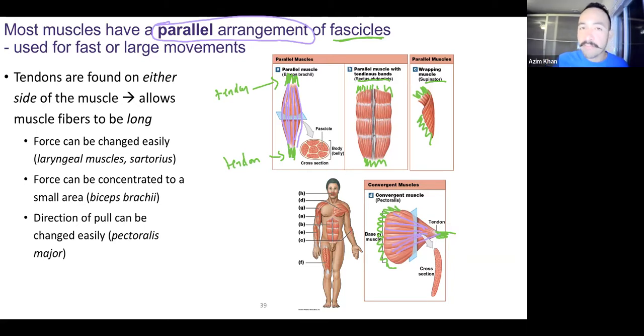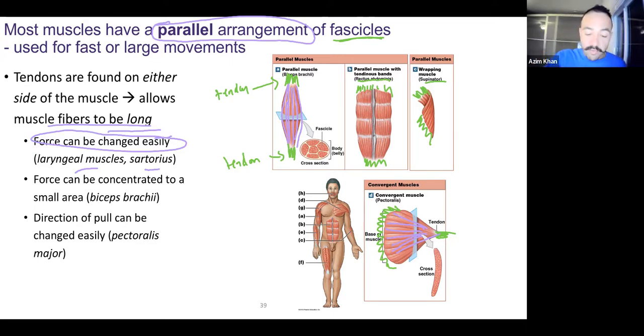The advantage of having muscles where fascicles are running next to each other like this is that it allows muscle fibers to be long. If the muscle fibers are long, that means you can change force easily. I've listed some muscles here. You may not know what they are quite yet, so those are just for future, but laryngeal muscles, the muscles surrounding your larynx for speaking and swallowing, you can change the direction of them pretty easily, relatively. Sartorius is a muscle in your leg. It helps you cross your legs over. That's a big range of motion.